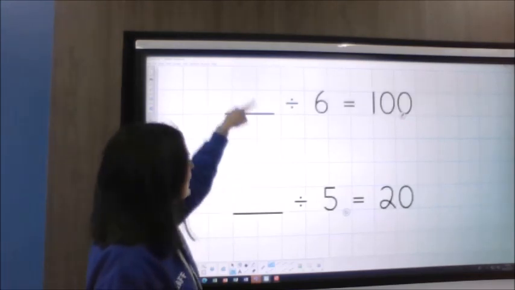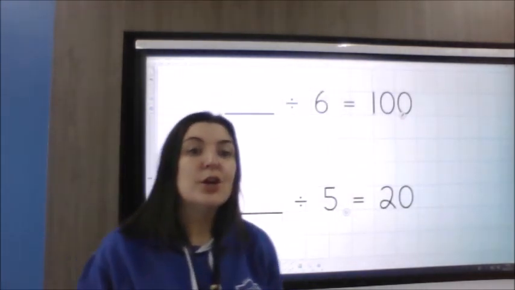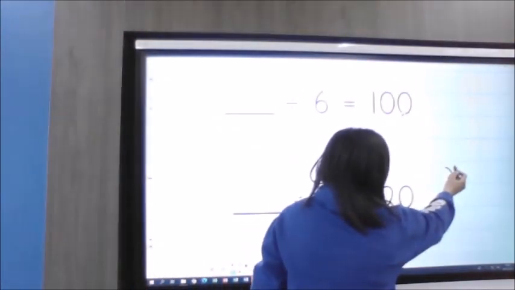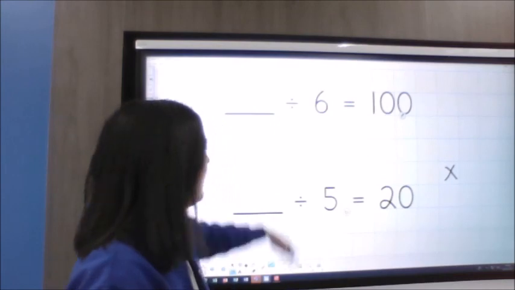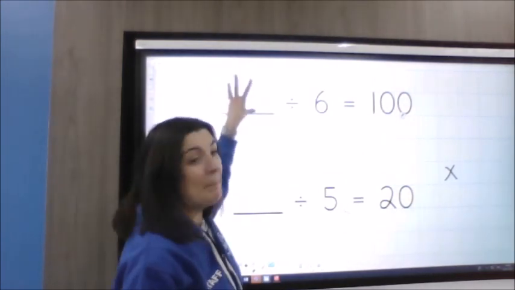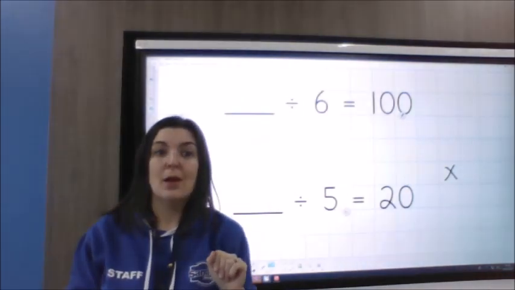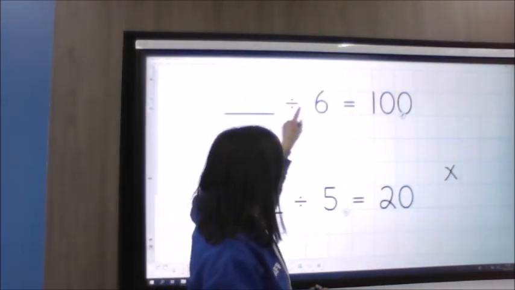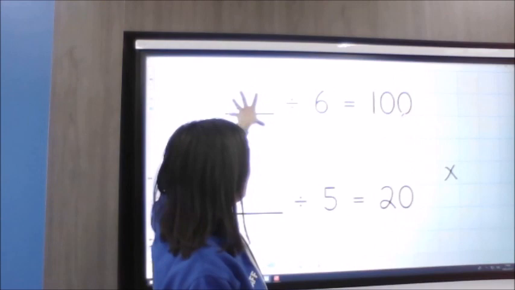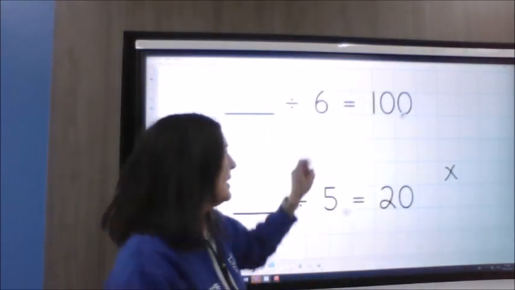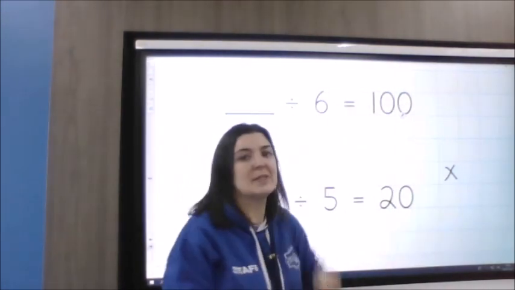If you've got a number missing at the beginning, you've got to use the inverse. Okay, so you're going to use multiplication. So it's got to be a bigger number here. That's why I'm going to multiply to find the missing number. So something divided by 6 is 100. So what I'm going to do is multiply these two numbers together.